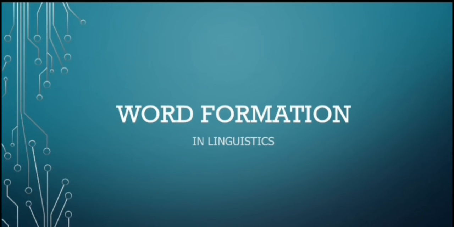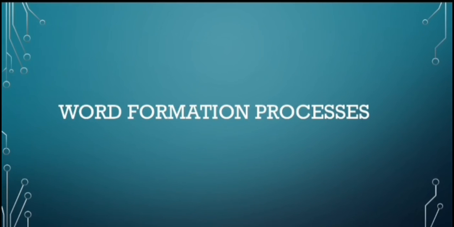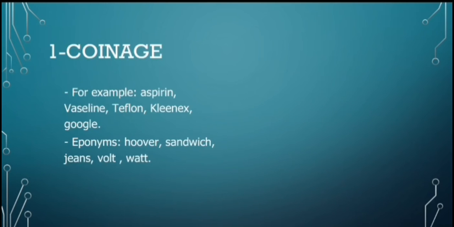So before we start our lesson, we firstly need to know what a word formation refers to. Basically, word formation refers to the ways in which new words are formed on the basis of other words or morphemes. And in this lesson, we are going to discuss four word formation processes. So let's start with coinage.